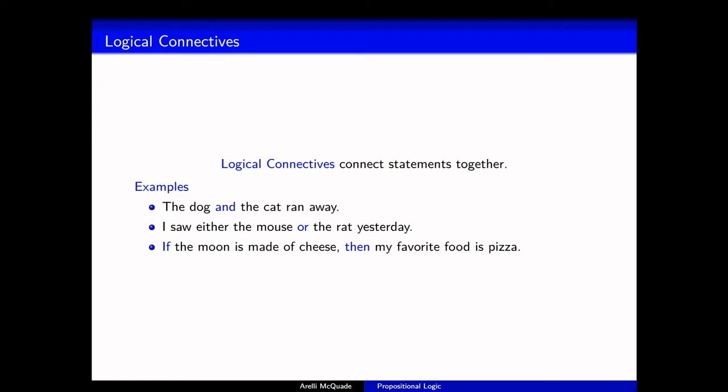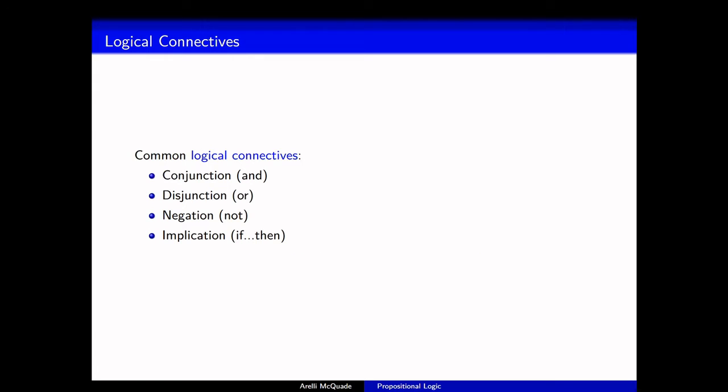"Or" is also another logical connective. So, I saw either the mouse or the rat yesterday. And "if-then" is another logical connective. So, if the moon is made of cheese, then my favorite food is pizza. The common logical connectives are conjunctions, disjunctions, negations, and implications.